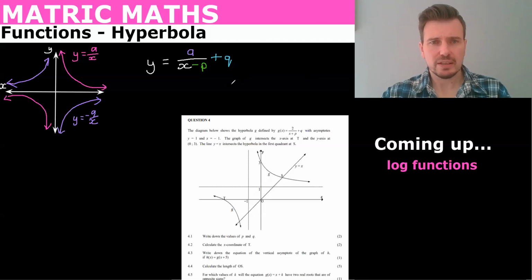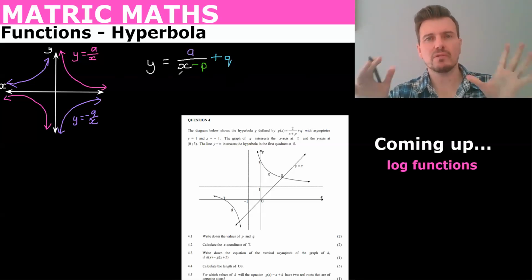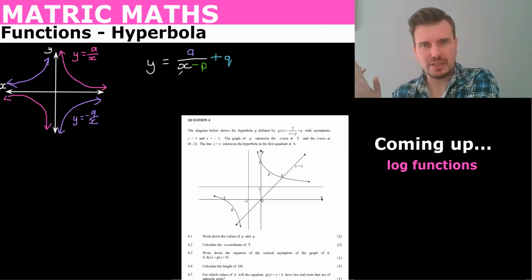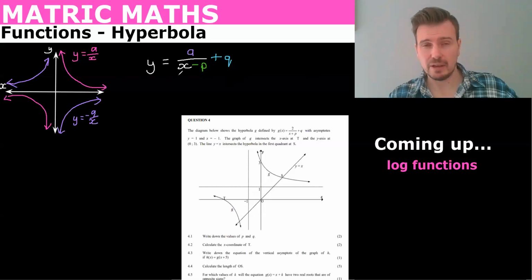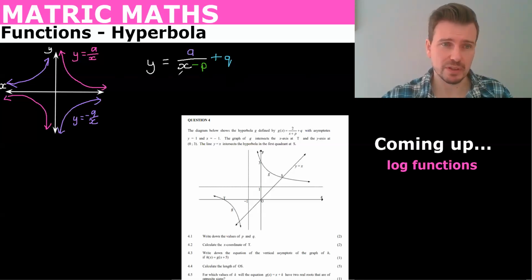Okay, now the next thing we look at is the p. So p is sitting with the x, which means it's a left and right shift. So negative p, so we know with x, if it's minus p, it shifts it forward. It's counterintuitive. And if it's plus p, it shifts it backwards. So if p was positive, it would be over here somewhere. And if p was a negative value, it would shift it that way.